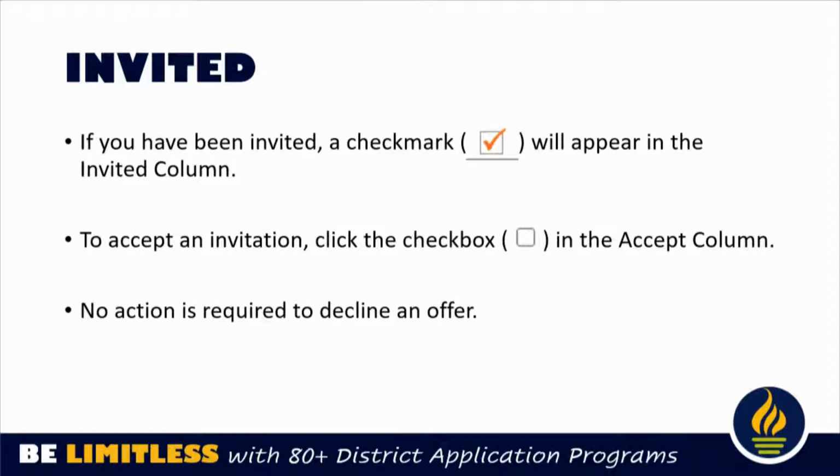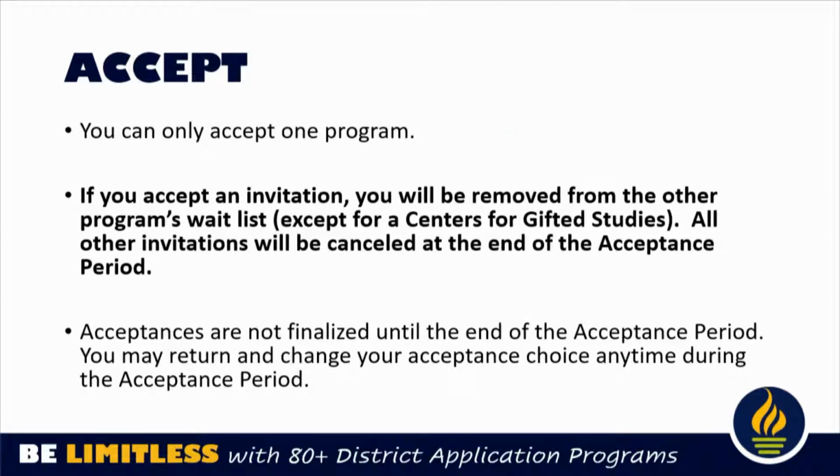If you wish to decline an offer, you do not need to do anything. You can sign out at that point and you're finished. You can only accept one program. The reason we're emphasizing this is that sometimes you might get multiple program offers. You can accept one. If you accept a program, you are taken off the other wait lists. That's very important to know. If you say yes to one and you are on the wait list for 3 others, you will come off those other wait lists. The only exception is the Center for Gifted Studies.